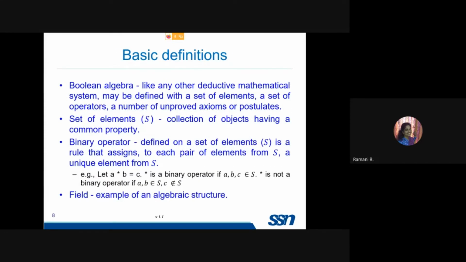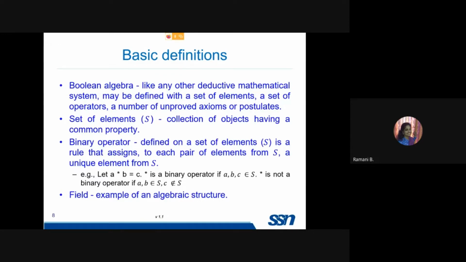So let us first see the basic definitions involved in it. What is Boolean algebra? As with any other deductive mathematical system, Boolean algebra can be defined with a set of elements, a set of operators, and a number of unproved axioms or postulates. That is, they are like facts. You cannot give a solid proof for them, or it is not necessary. That is what axioms or postulates are. The set of elements is basic algebra, so you all know what it is: a collection of objects having a common property.